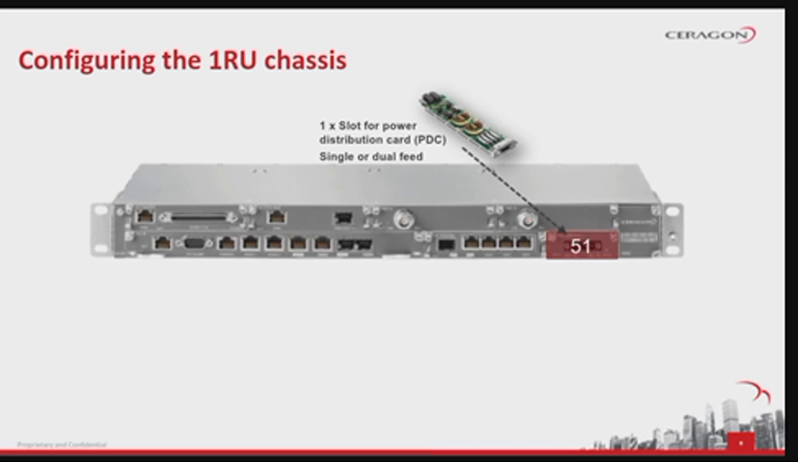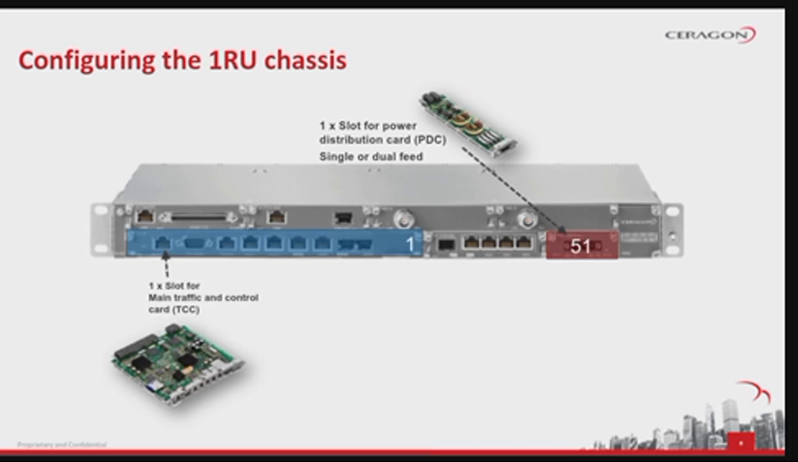The first card in the chassis is always the traffic and control card, or TCC. This card is the main component of the system. It controls the entire chassis as well as all traffic flows. The TCC card must be inserted in slot 1 and only there.